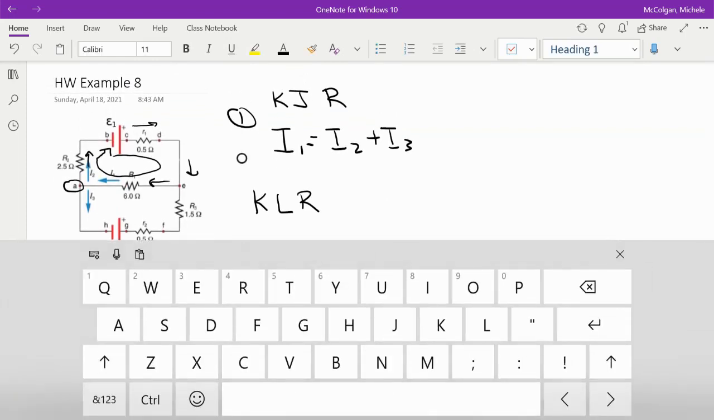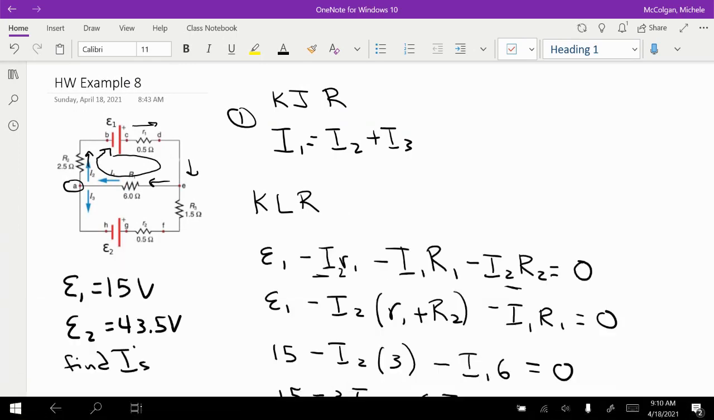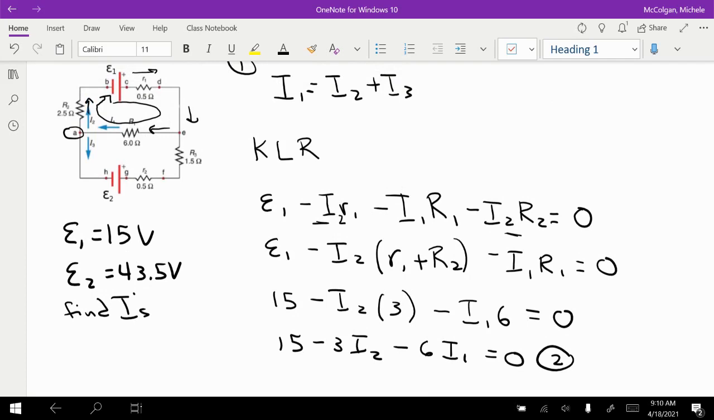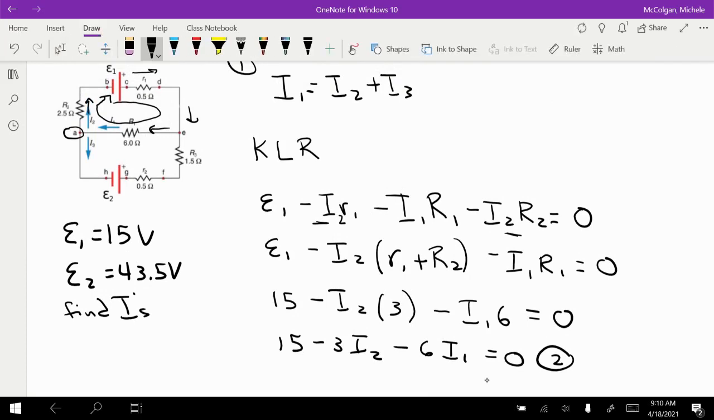And so this is going to be my I2. So I need an I3. And so what I'm going to do now is I'm going to go around. I'm going to start at E2, and I'm going to go around this way. And that's going to give me my third equation. So let's do that.